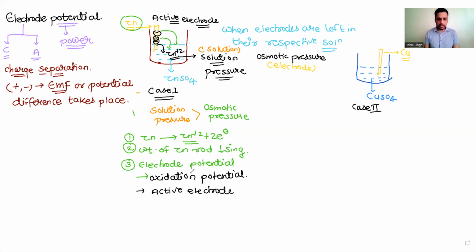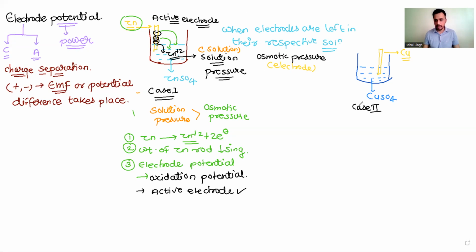So this is the terminology that we are seeing over here, that here in case one, this is happening. Basically the solution pressure is greater than the osmotic pressure. So in this case, the weight of the zinc rod is decreasing, and the electrode potential is an oxidation potential. This is our active electrode.